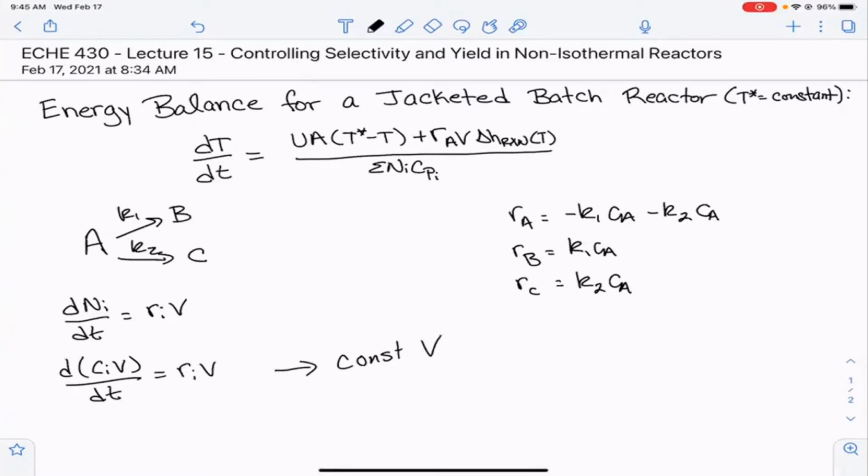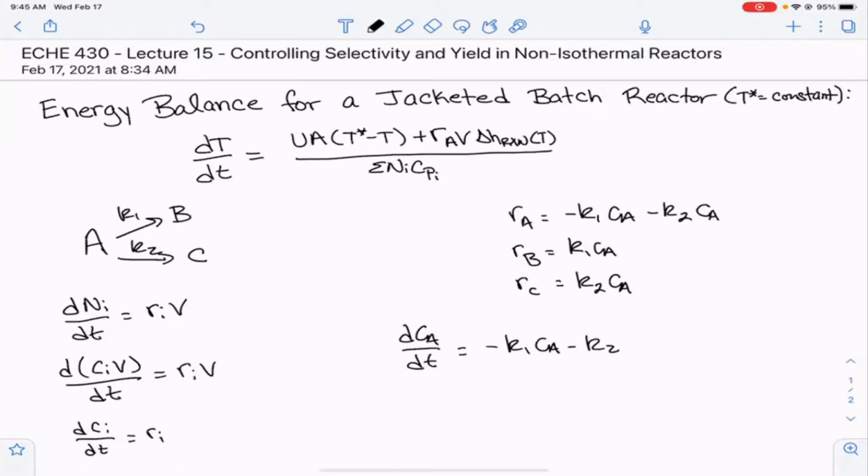So if we divide both sides of this equation by the volume, we get dCi/dt equals Ri. And then that allows us to write mole balances for each of our species. And so that means that dCa/dt is just equal to Ra, which is minus k1 Ca minus k2 times Ca. dCb/dt equals k1 times Ca, and dCc/dt equals k2 times Ca.